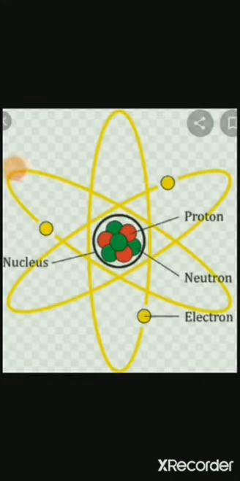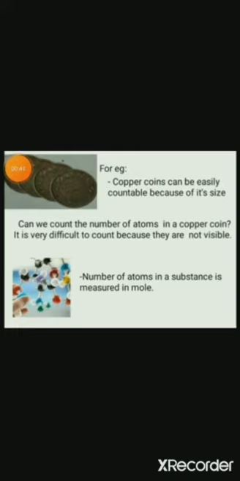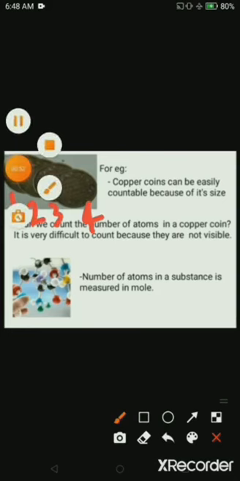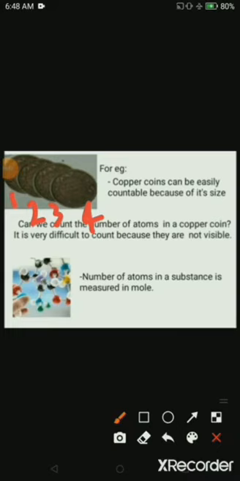Generally, the amount of substance is directly proportional to the number of atoms or molecules. Example: can you count the number of copper coins in the picture? 1, 2, 3, 4. We count them easily, but can you count the number of copper atoms in a coin? It is very difficult to count the number of atoms because they are not visible.